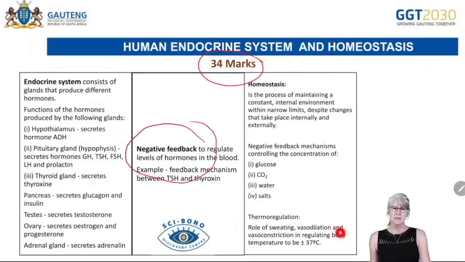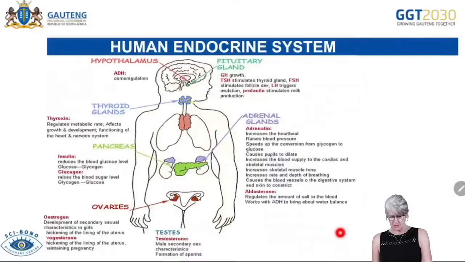Some of the aspects or functions of homeostasis, such as glucose regulation, CO2, water, and salts, we learnt in grade 11. So basically it's just a revision of your grade 11. And then we're also going to have a look at thermoregulation, which has to do with body temperature, how we regulate our body temperatures.